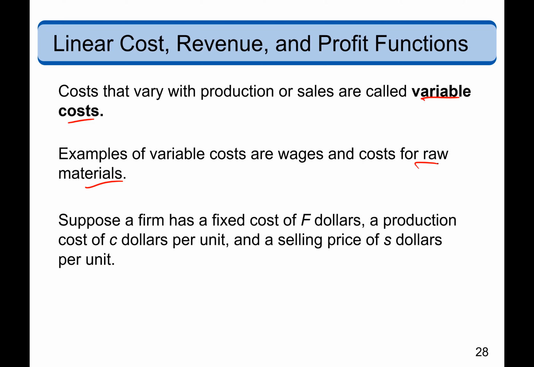So suppose a firm has a fixed cost of F dollars, right? Meaning all the salaries, rent, taxes, all that fixed cost. A production cost of C dollars per unit, and a selling price of S dollars per unit. Meaning when you produce a unit, it costs C dollars. And when you sell the unit, you collect S dollars.